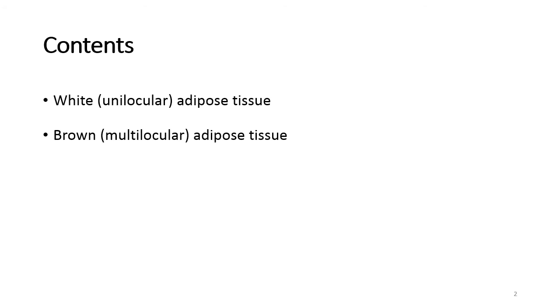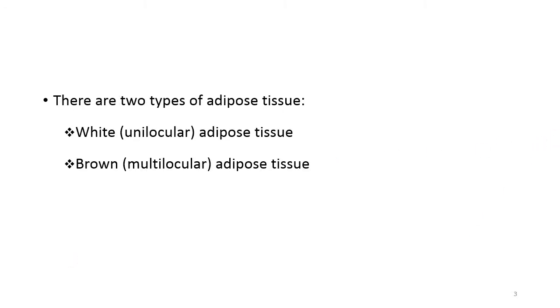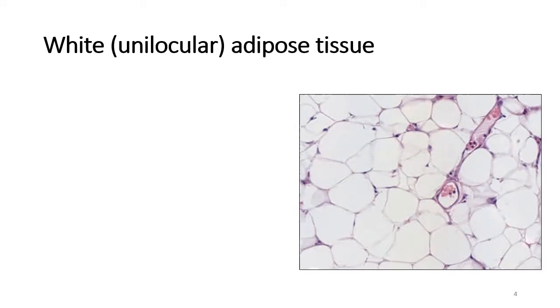The contents are two topics: white unilocular adipose tissue and brown multilocular adipose tissue. There are two types of adipose tissue: white unilocular and brown multilocular. Firstly, we will talk about unilocular adipose tissue.